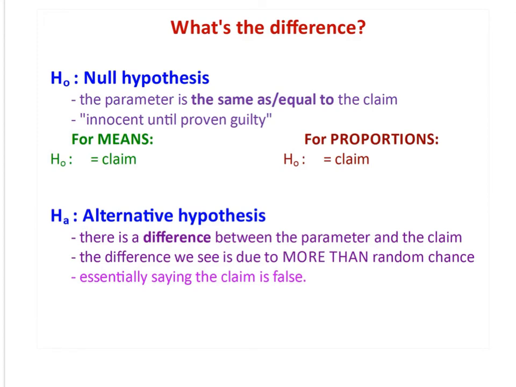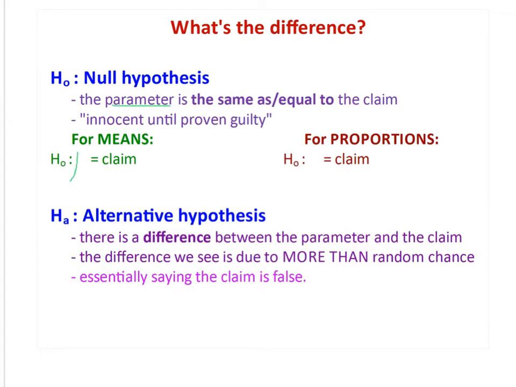So what's the difference between these two hypotheses? If we start out talking about the null hypothesis, or H0, it says the parameter, or the population value, is the same as or equal to the claimed value. You can also think of it like you're innocent until you're proven guilty. So we always start off saying that the population value, or the true value, is the same as what they're claiming it to be. So whatever the claim is, we set the parameter.